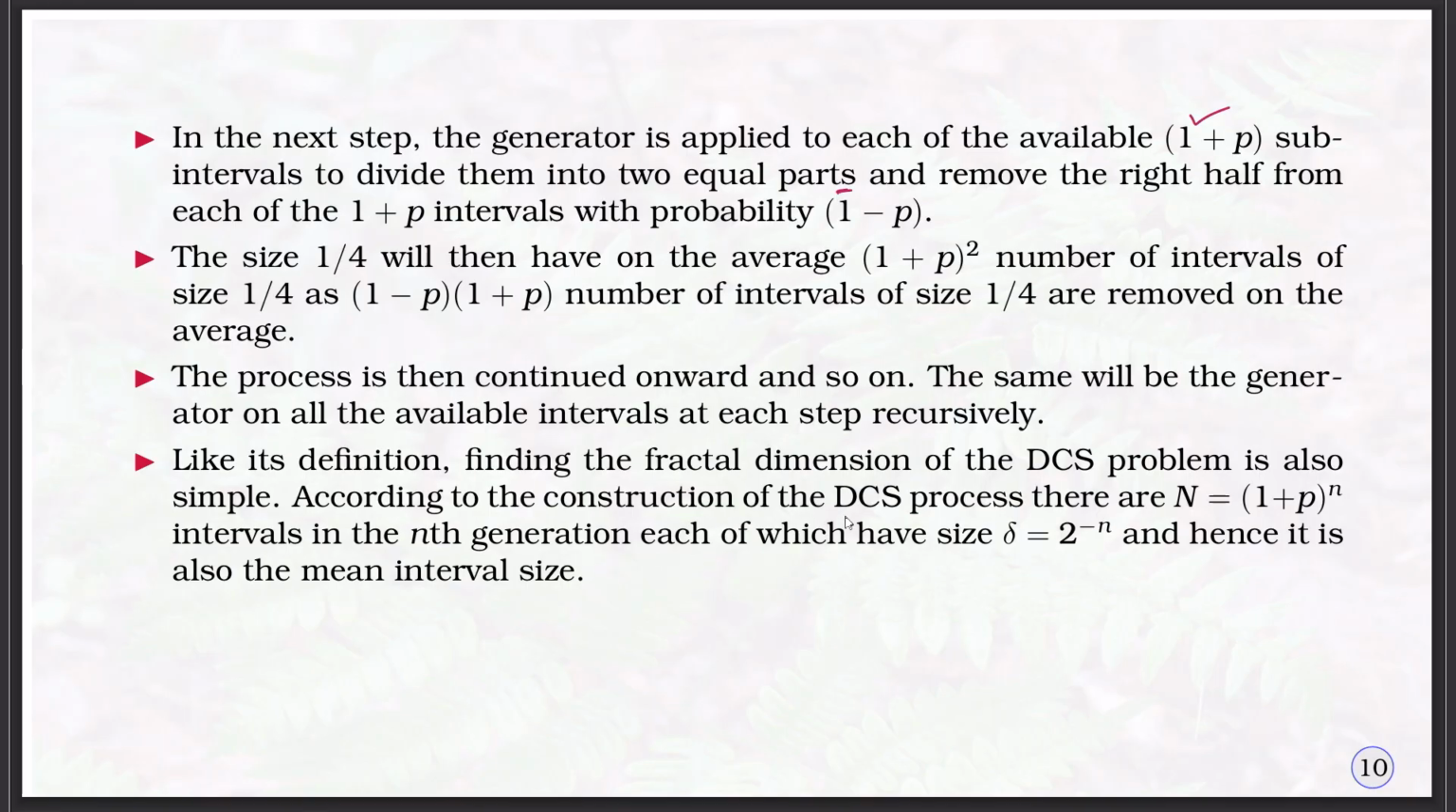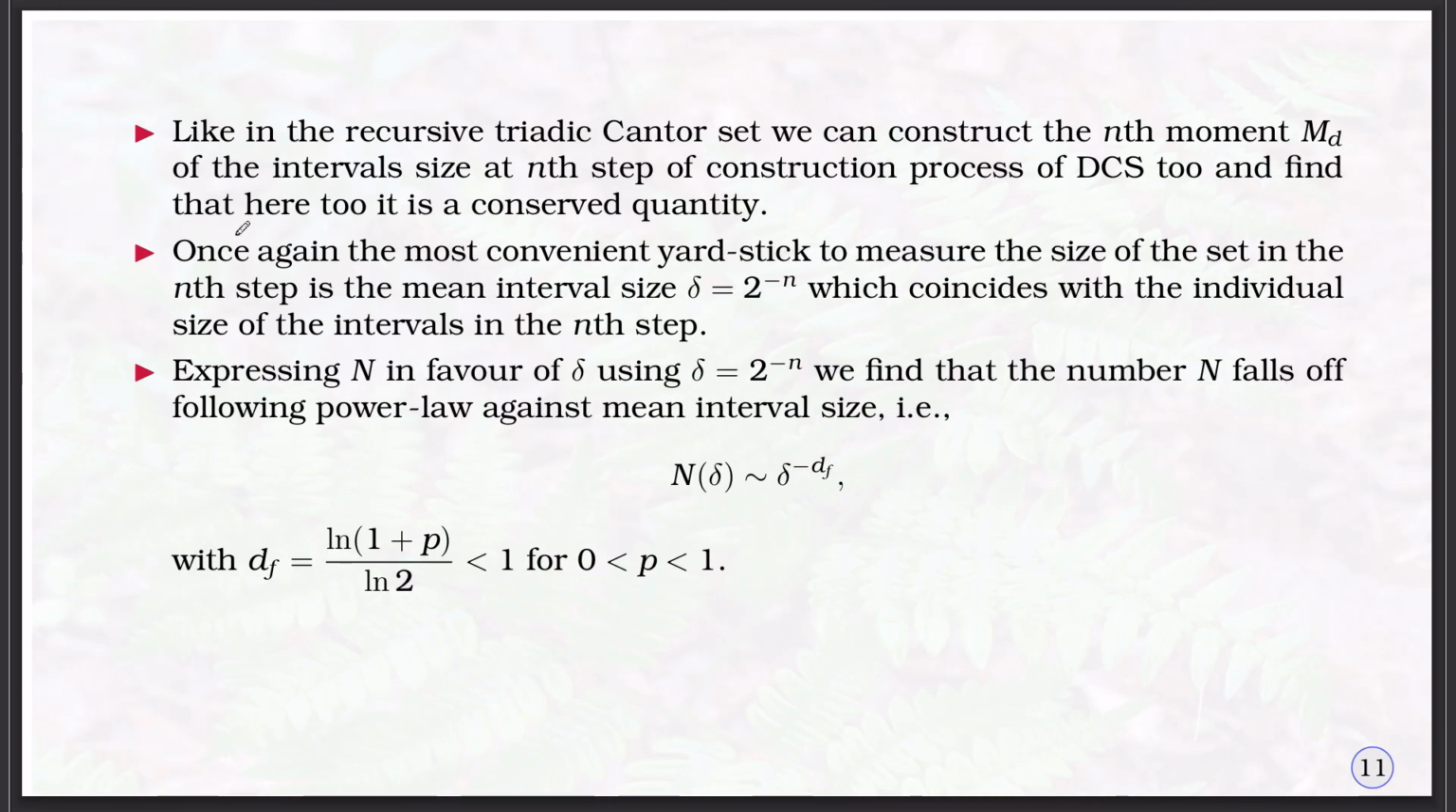According to the construction of the DCS, there are (1 plus p) to the power n intervals in the nth step, each of which has size 2 to the power minus n. So the number of intervals is (1 plus p)^n, and each size delta is 2^(-n), and hence it is also the mean interval size. Now like in the recursive triadic Cantor set, we can construct the nth moment of the interval size at the nth step of the construction process of the TCS too, and find that here too it is a conserved quantity.